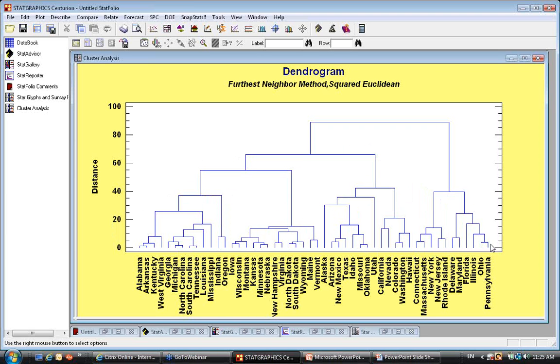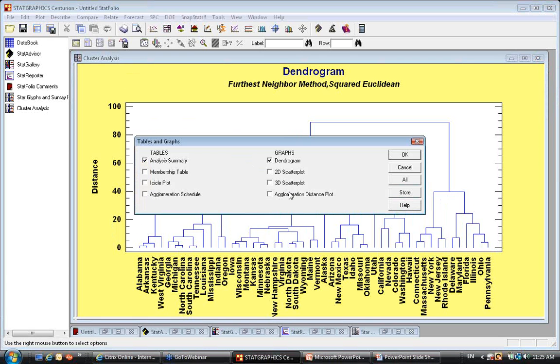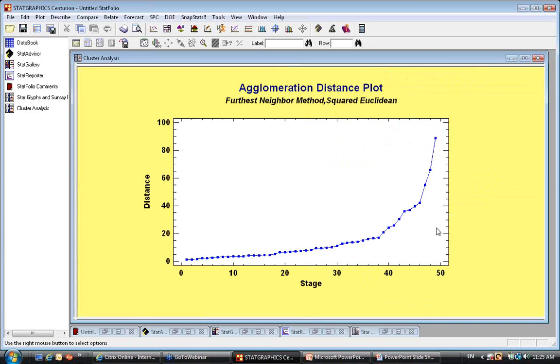Now, if you're not sure how many groups, natural groupings there are, if you push the Tables and Graphs button, you can ask for something called the agglomeration distance plot. This plot will show you at each step of the algorithm when groups are formed what the distance was between the groups. And you can see early on when states were combined, the distance was actually quite small.